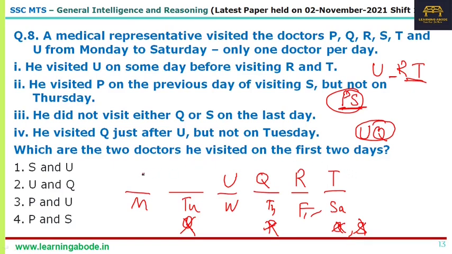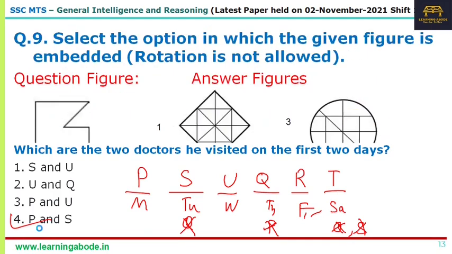So which doctors did he visit on the first 2 days? That should be P and S, and they are together. Now we have got the answer for the question. So answer option 4, P and S. So he visited doctors P and S in the first 2 days. Question number 8, answer option 4.